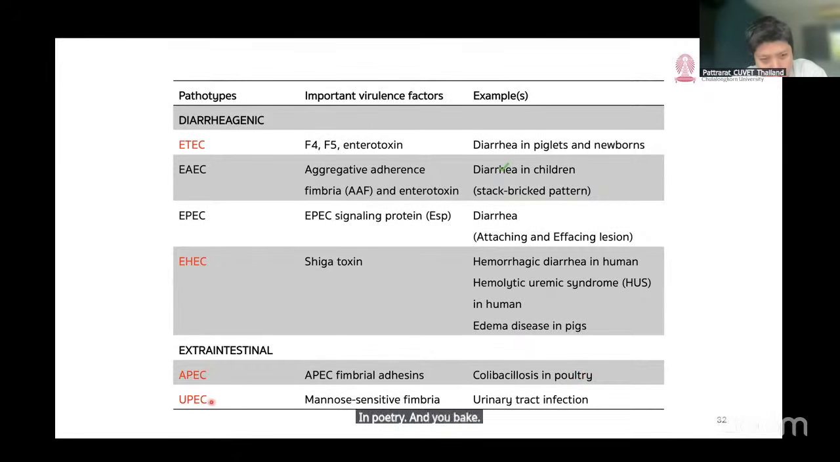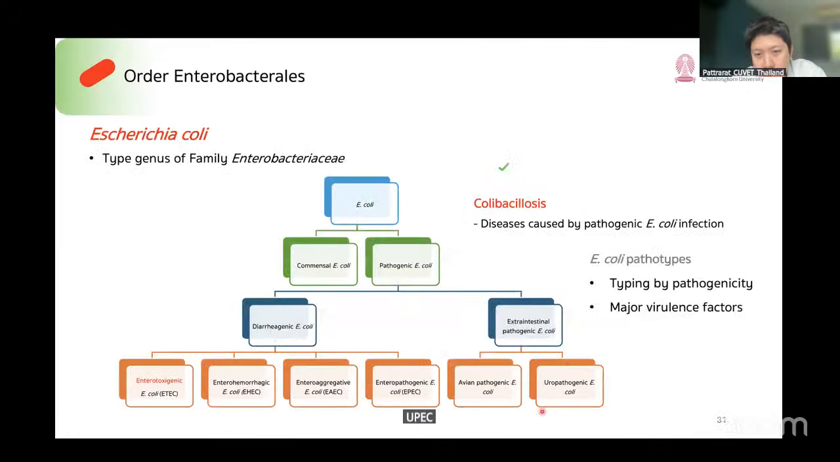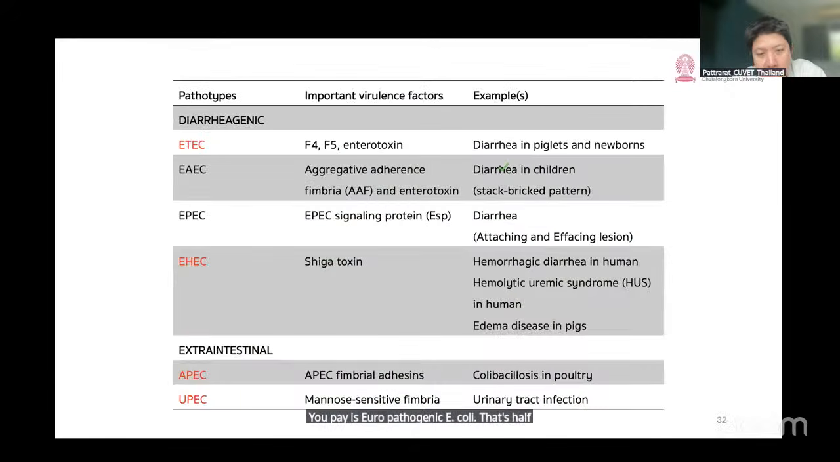And UPEC is uropathogenic E. coli, which has a different fimbria called mannose-sensitive fimbria that adheres to uroepithelial cells in the urinary bladder and causes urinary tract infections in humans and also in dogs and cats.